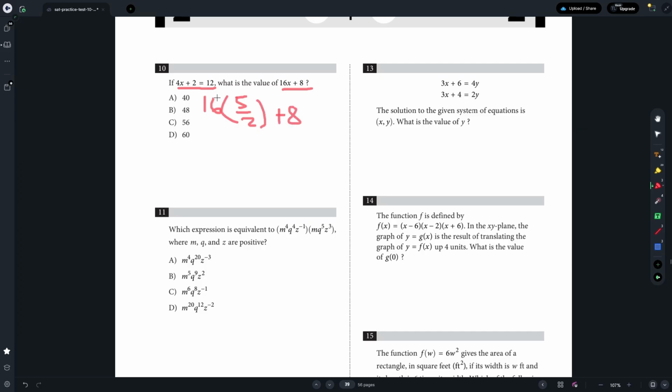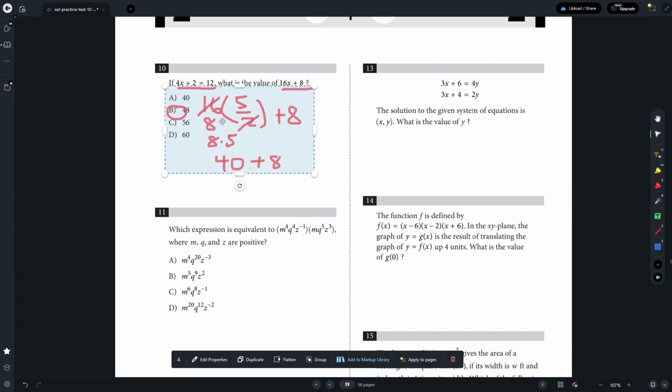And how do we solve this? We can multiply 16 and 5 over 2 together. And we do that quickly by actually dividing 16 by 2, and you would get 8. So now 8 times 5 is equal to 40. And you add that to 8. The correct answer is B, 48.